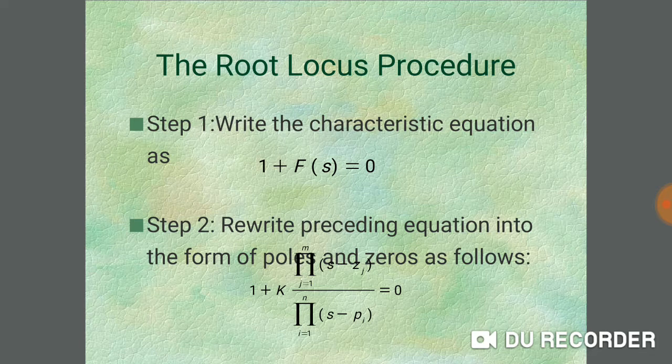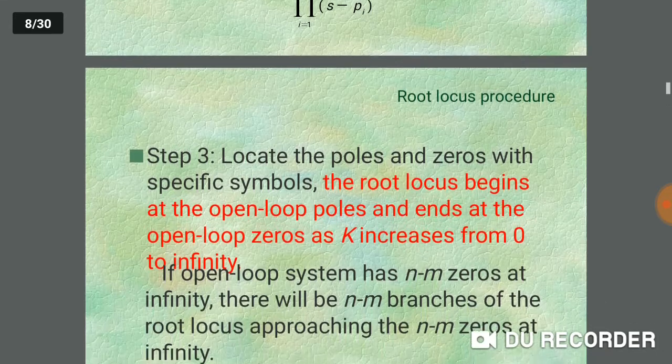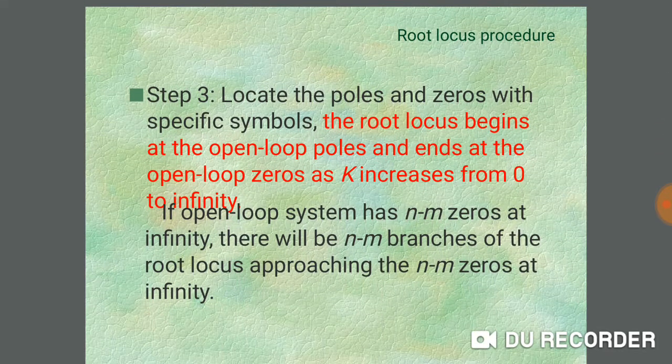We know what we mean by the characteristic equation. The characteristic equation is nothing but 1 plus G(s)H(s), an equation which will be provided for any closed loop system. Firstly, you are supposed to write down the characteristic equation 1 plus G(s)H(s) equal to 0. After writing the equation, you are supposed to find out how many poles and how many zeros are present in the particular equation. Then step number 3 is to locate the poles and the zeros with the specific symbols and draw them on the S-plane.